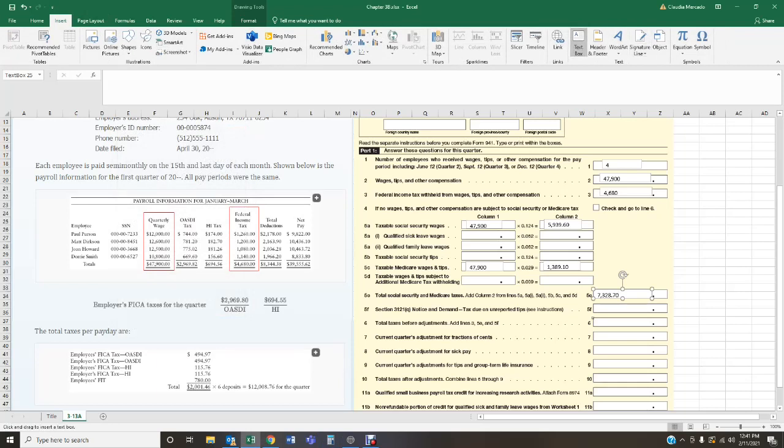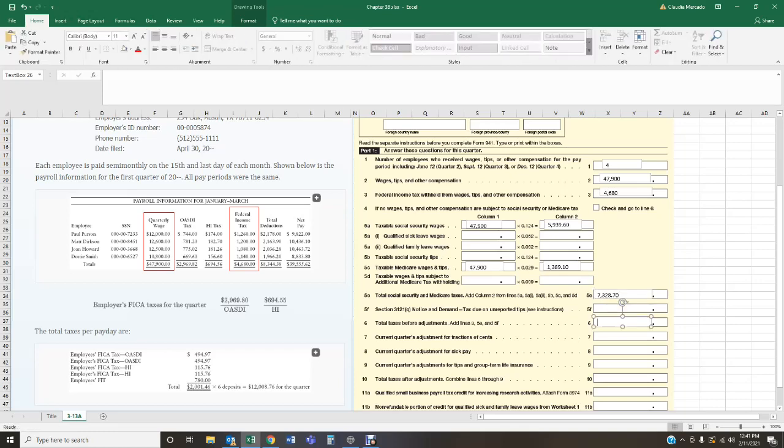We're going to add that on line number 6. And then line number 6 is 12,008.70. And then current quarter's adjustments for fraction of cents. Now this is where students get confused. We're calculating our taxes based on the information provided on the form. Now we have to compare this to what we made in payments during the quarter. So we have to compare the total taxes before adjustments to what was actually paid.